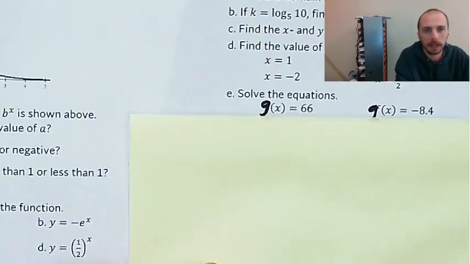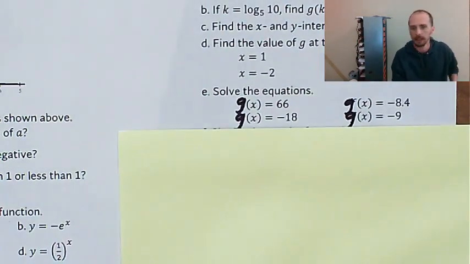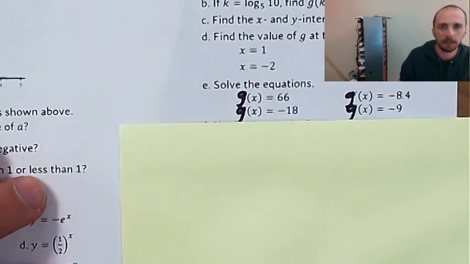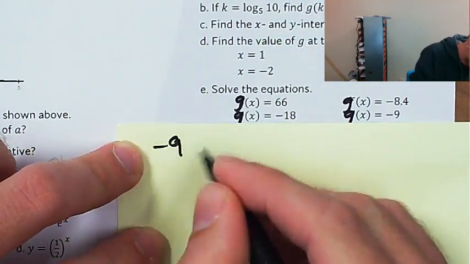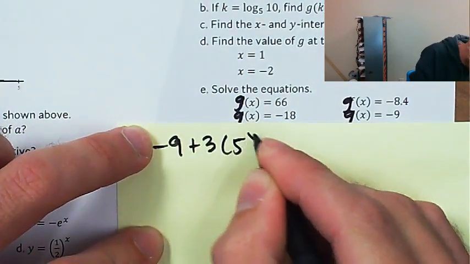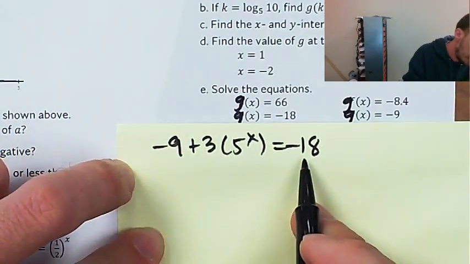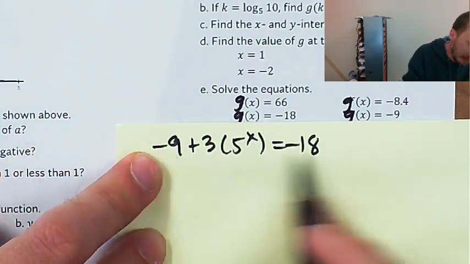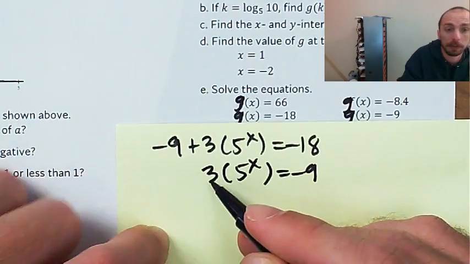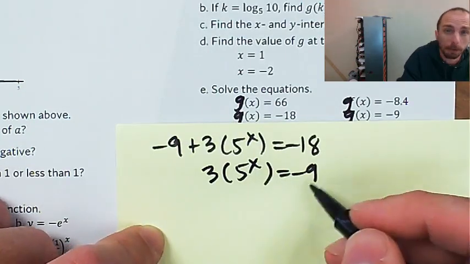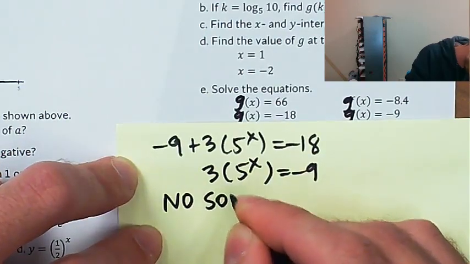Okay. Then I'll scoot it down 1, and I'll have g of x equals negative 18, and g of x equals 9. All right, so negative 9 plus 3 times 5 to the x equals negative 18. Okay, good. I'm going to add 9 to both sides, and I'll get 3 times 5 to the x equals negative 9. 3 is a positive number. 5 to the x is a positive number. You can't multiply two positive numbers and get a negative number. I'm going to say right now, no solution.